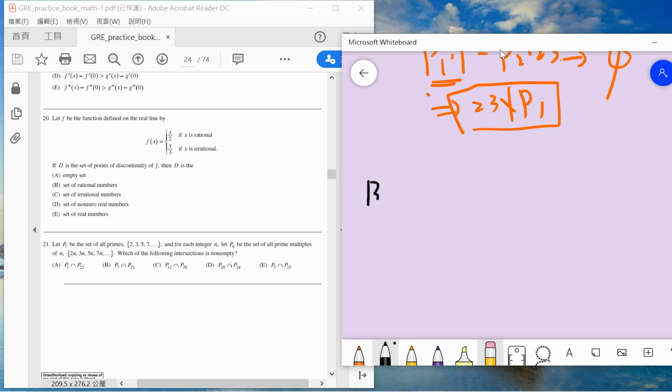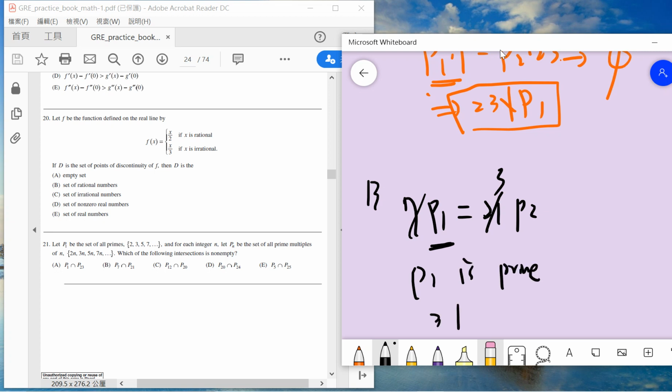Then B: 7P1 should be 21P2, so P1 should be 3P2. This is also impossible because P1 is prime, so 3 cannot divide P1.